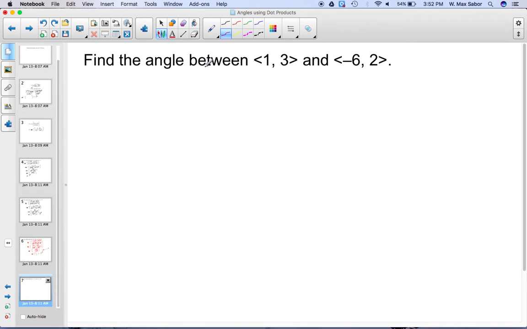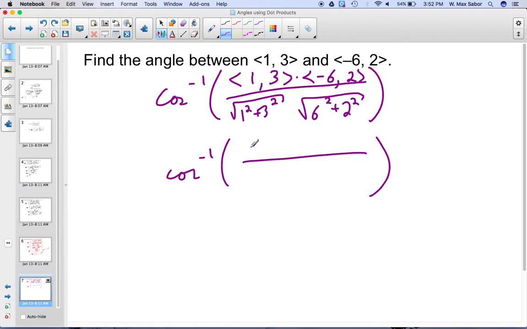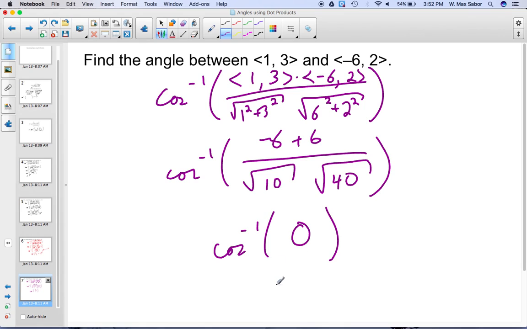Let's look at these two. We're taking arc cosine of the dot product over the product of the magnitudes. So for the magnitudes, we have square root of 1 squared plus 3 squared, square root of 6 squared plus 2 squared. I'm ignoring the negatives because remember when we square a negative, it always becomes positive. 1 times negative 6 is negative 6. 3 times 2 is positive 6. We have square root of 10 and square root of 40. The numerator becomes 0, so the whole thing becomes 0. And arc cosine of 0, you should know, is 90 degrees. So this is a way of showing that two vectors are perpendicular. And that's how we find angles using dot products.